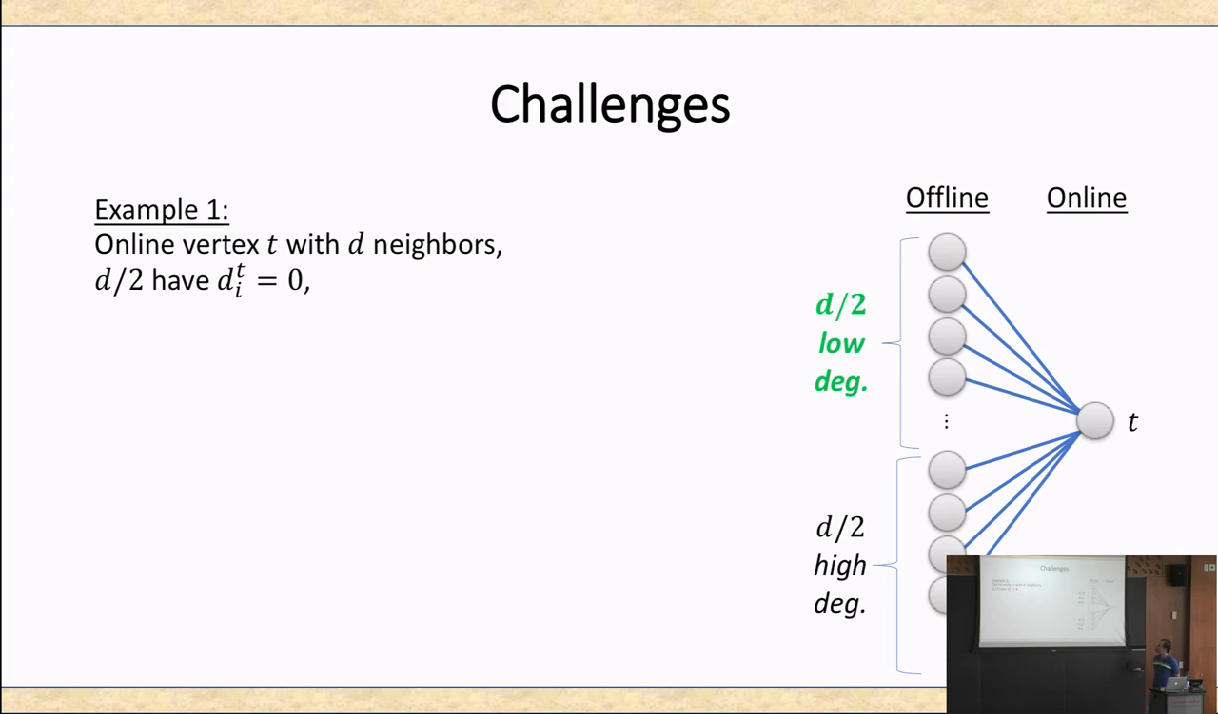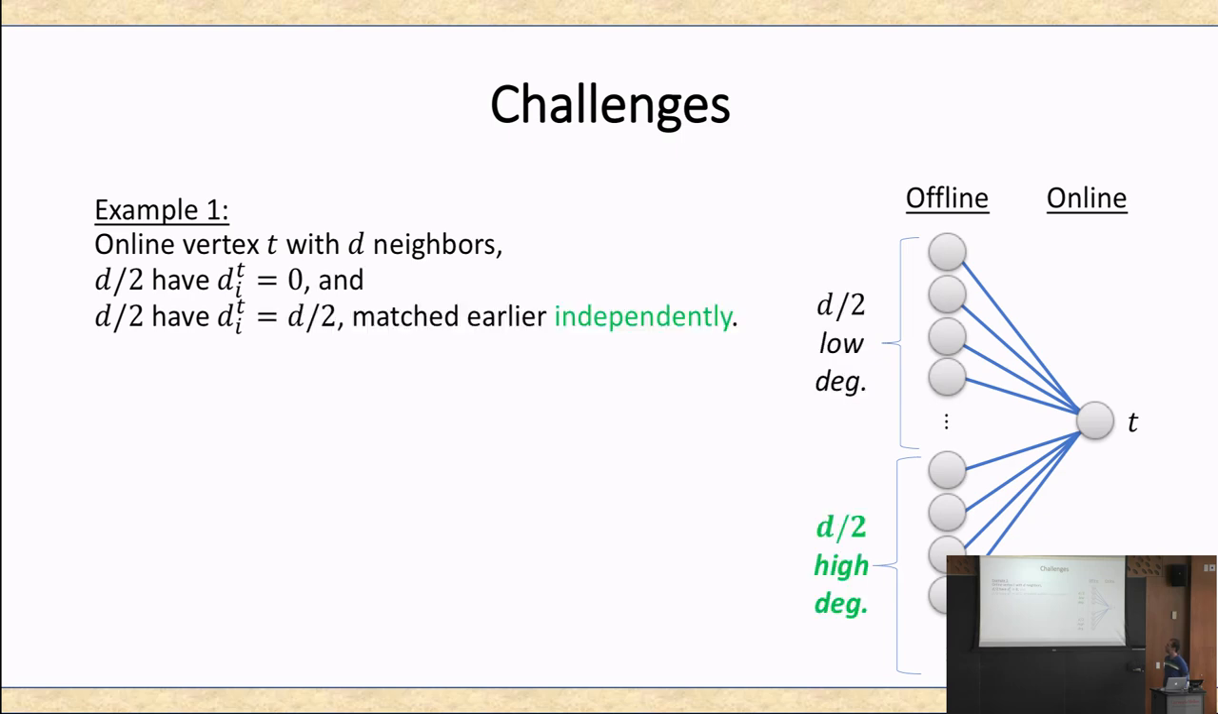So, for our first example, we'll have an online vertex t that has d neighbors. d over 2 of which have d_t^i equals 0, that is, t is their first ever neighbor. These are what we term the low degree neighbors. And d over 2 of these neighbors have d_t^i equals d over 2. We call these guys high degree neighbors. And all of these guys were previously matched independently. Okay, so by independently, I mean exactly that. Each of these guys has some probability of being matched before, and it's completely independent of what happened so far. Just imagine that there's no path between these guys in the subgraph.